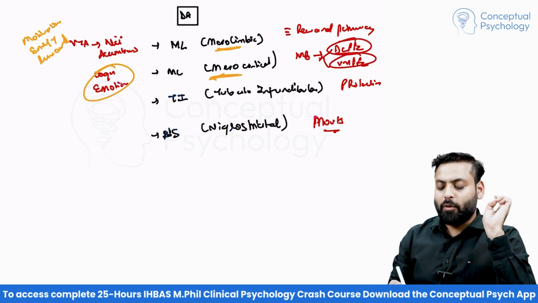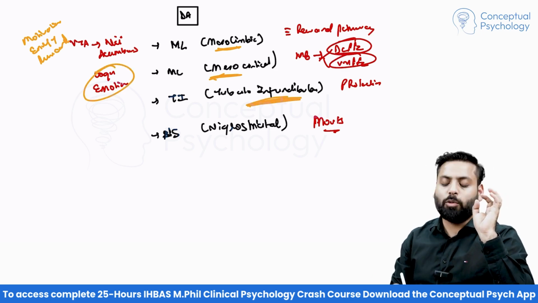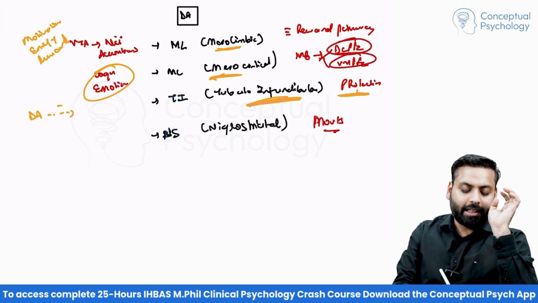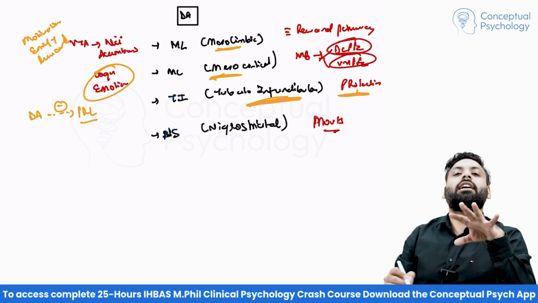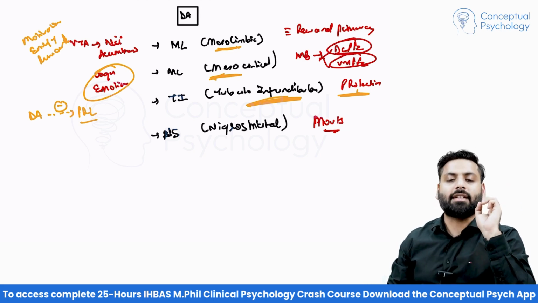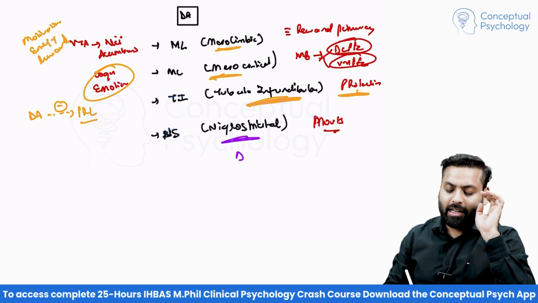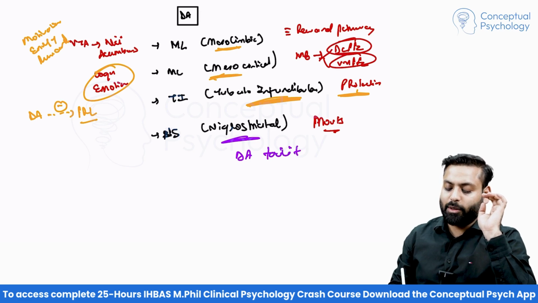What is the function of dopamine in mesocortical pathway? Cognition and emotion. What is the function of dopamine in the tuberoinfundibular pathway? That dopamine keeps prolactin levels checked. It does not let the prolactin levels rise. Okay. And what is the function of dopamine in the nigrostriatal pathway? Dopamine facilitates the movement.